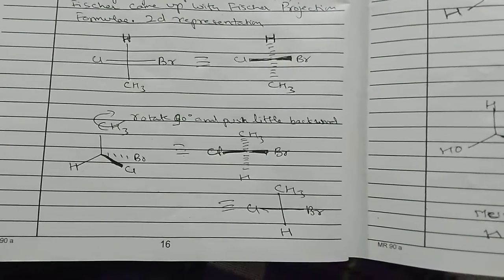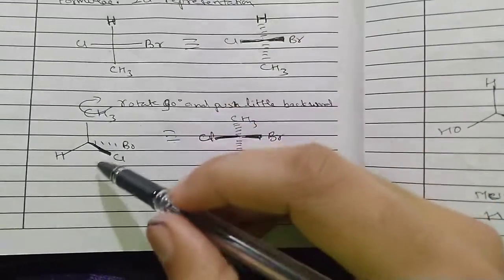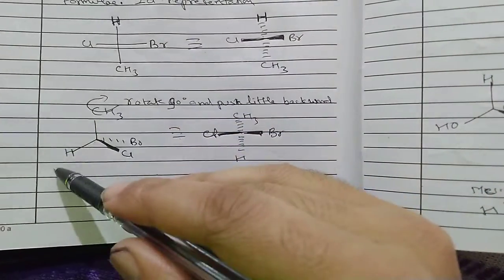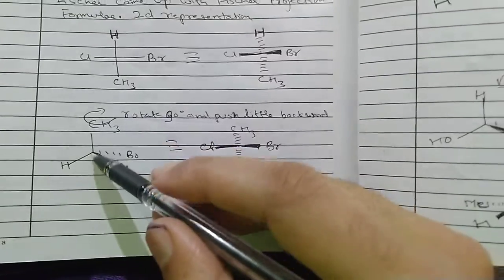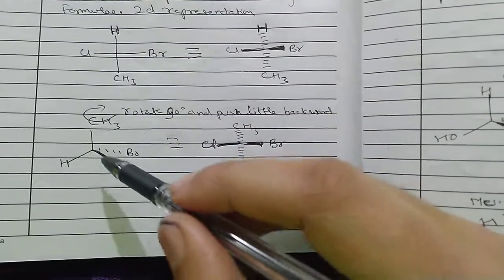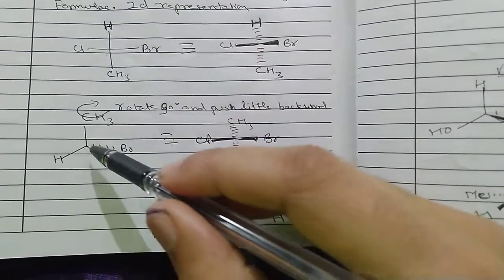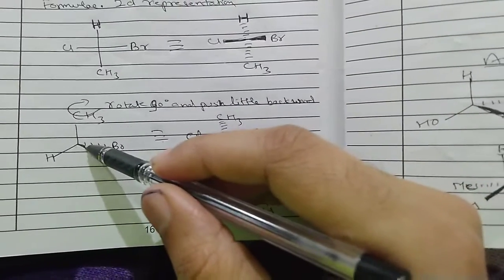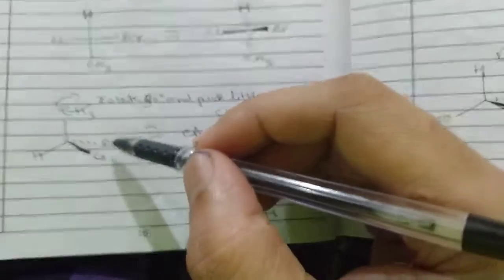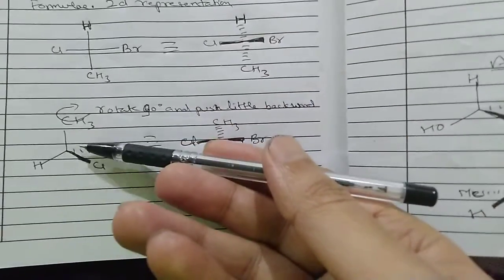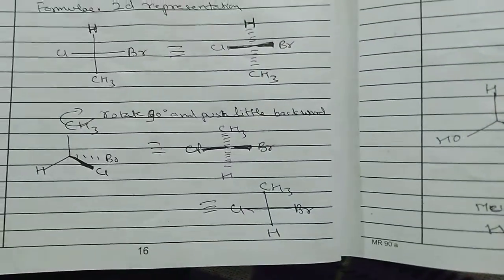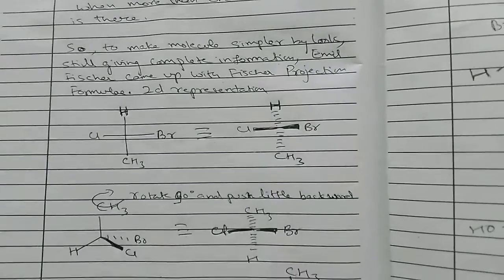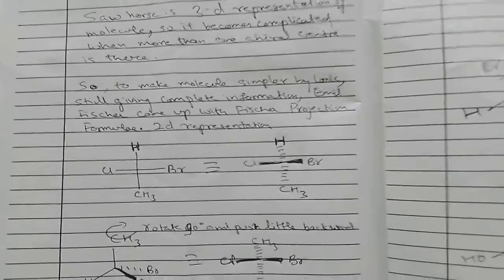It is a three-dimensional representation of a molecule. You exactly know that this CH3 and this hydrogen are on the paper, and this Cl is coming out towards the viewer. It's not in the plane, it's towards the viewer, coming out of the paper, okay? And this bromine is going inside the paper, below the plane. This paper is the plane, so Br is under the paper. Now, if it has only one chiral center, it's alright.